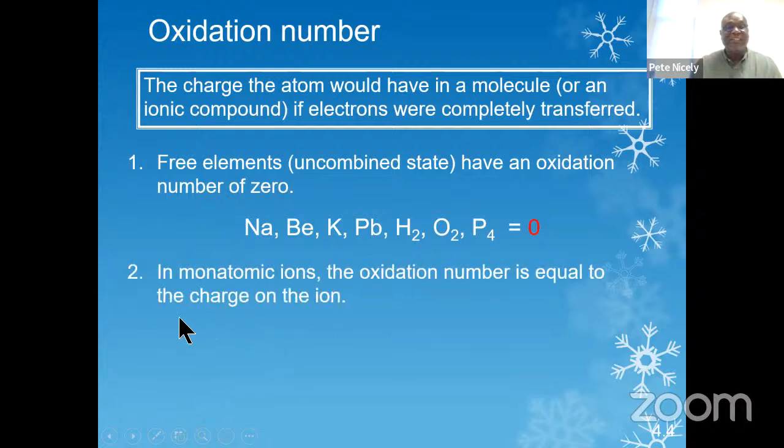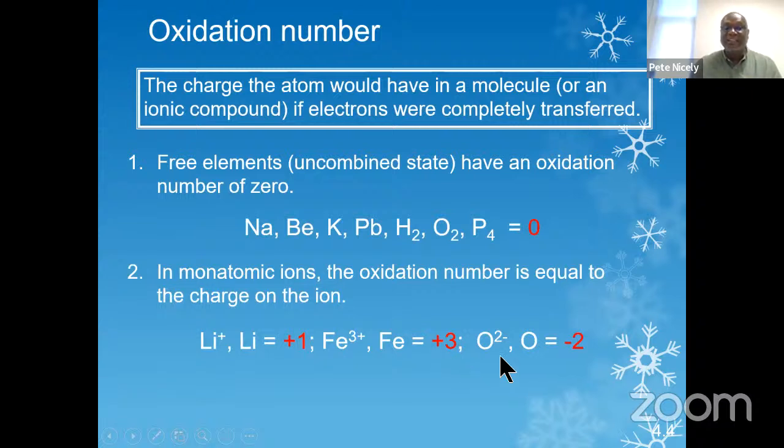The second rule is that when it comes to monatomic ions, the oxidation number is the same as the charge on the ion. So for example, in the case of the lithium plus ion, the oxidation number is +1. In the case of the iron 3 ion, the oxidation number is +3. And in the case of the oxide ion, the oxidation number or oxidation state is -2. So when it comes to monatomic ions, whatever the charge is, that is also the same as the oxidation state or the oxidation number.